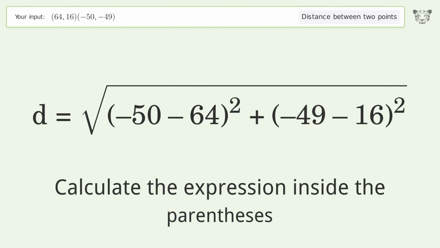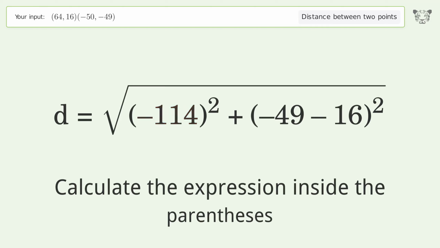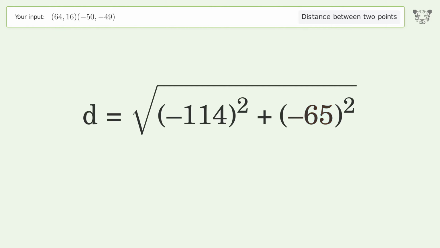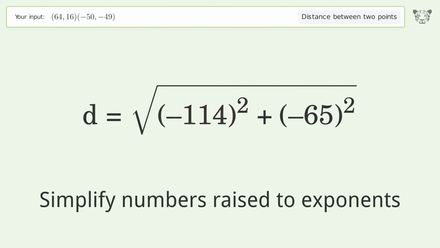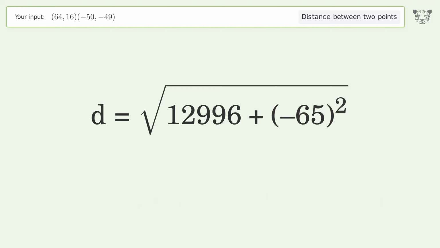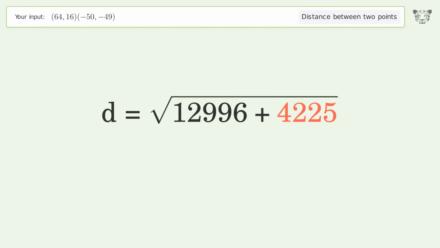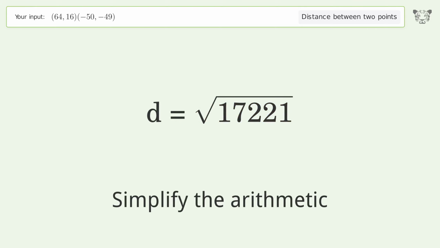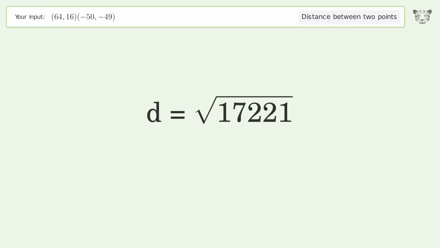Calculate the expression inside the parentheses. Simplify numbers raised to exponents. Simplify the arithmetic. And so the distance between the 2 points is the square root of 17,221, or 131.229.